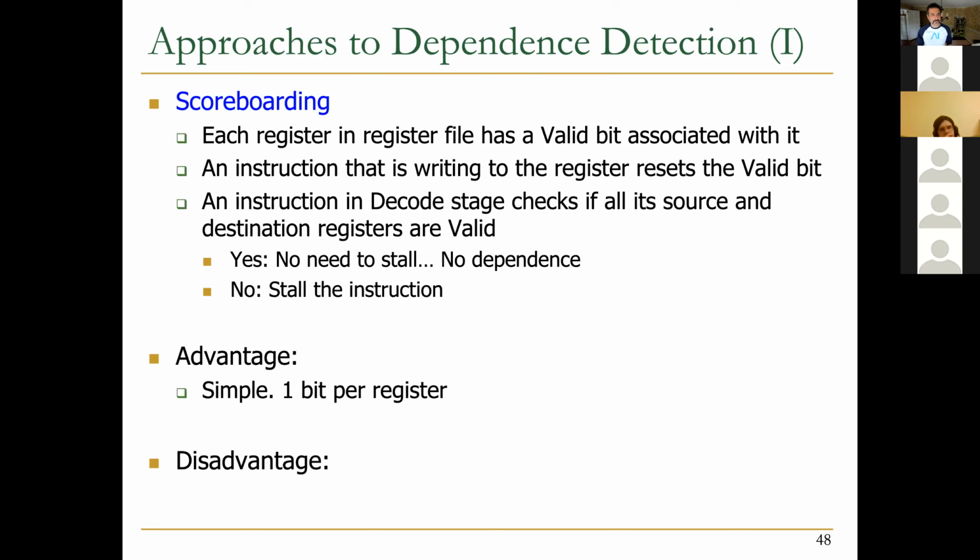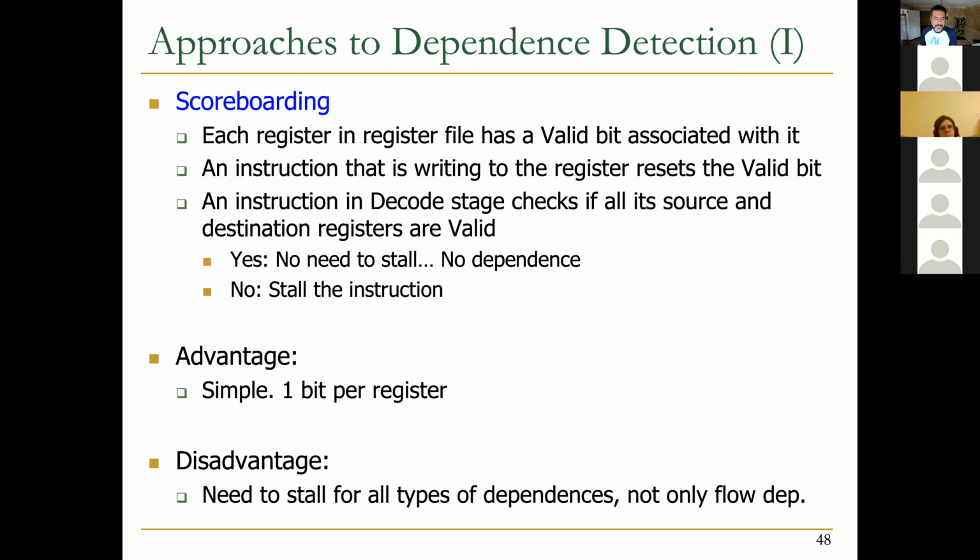The advantage is simple, as you can guess. It's just a bit per register. The disadvantage is that we need to stall for all types of dependencies, not necessarily only flow dependency, which was essential.